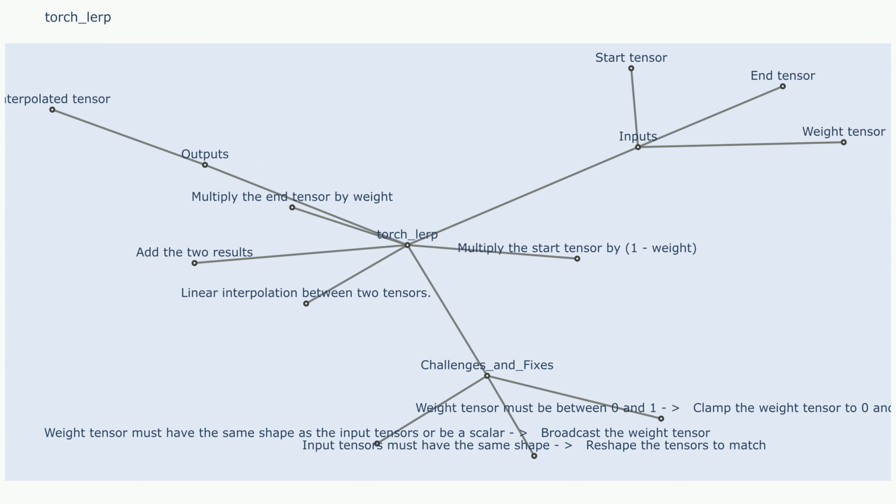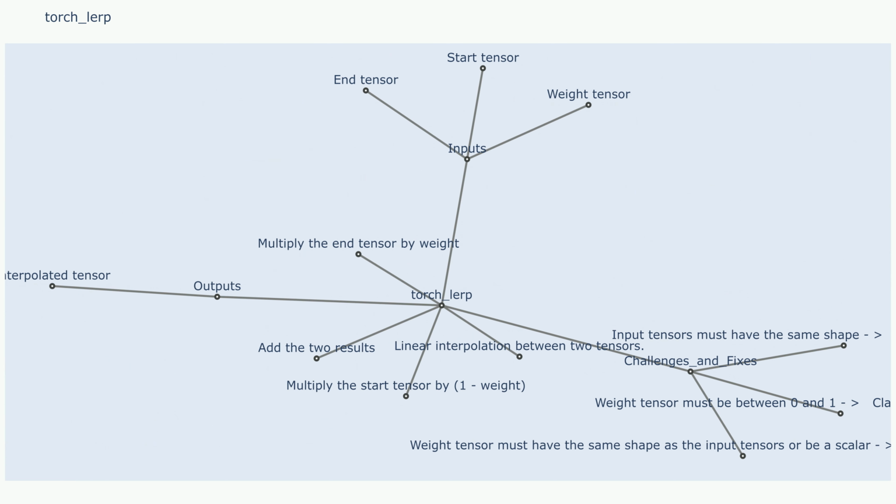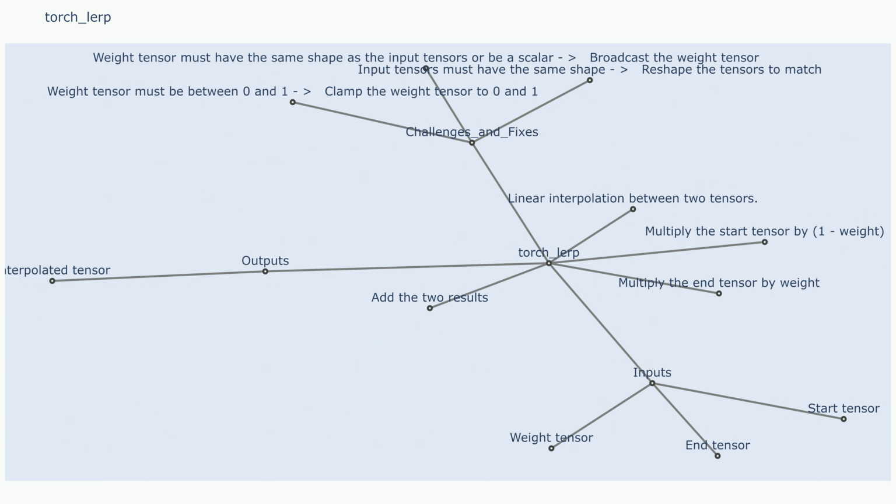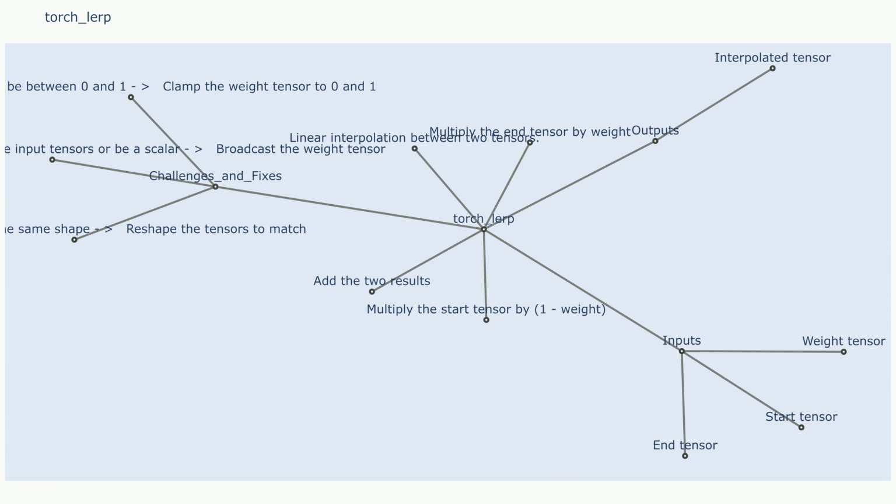Steps: the function first checks if the input tensors are of the same shape and data type. If they are not, an error is raised. Then, the function calculates the weighted average of the start and end tensors based on the weight parameter. The formula used for the calculation is output = start + weight * (end - start).